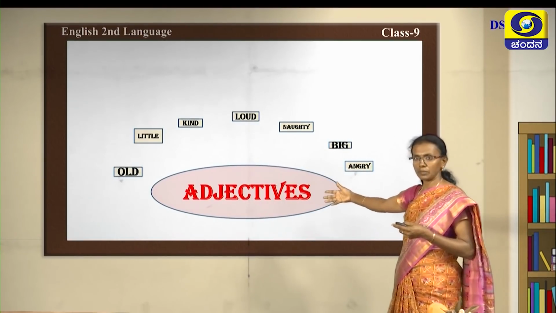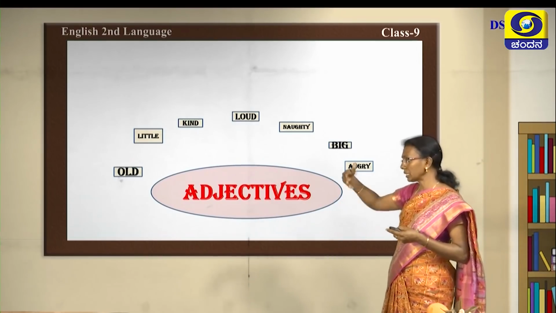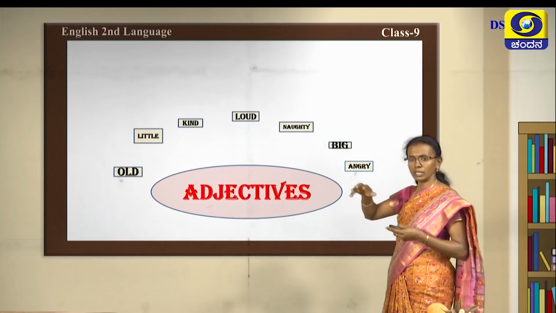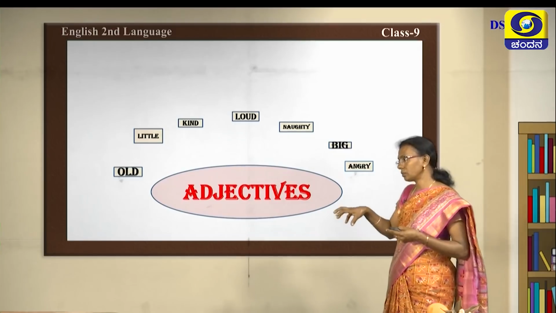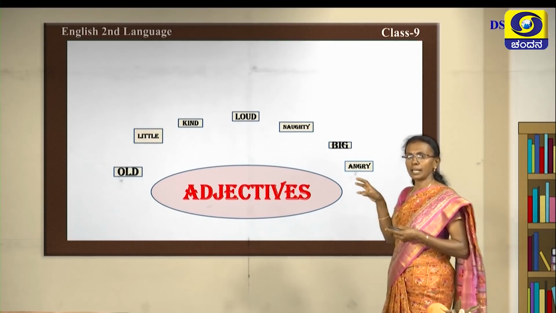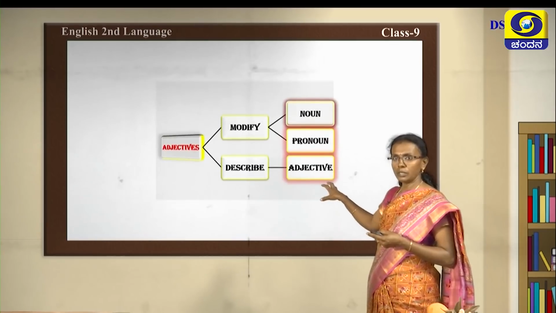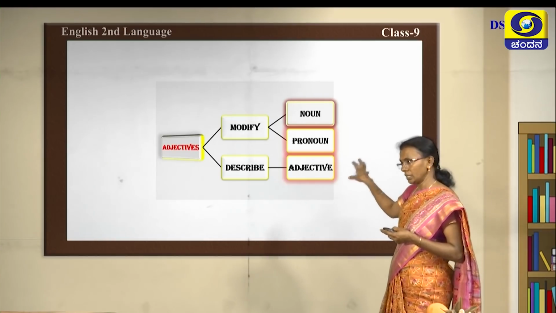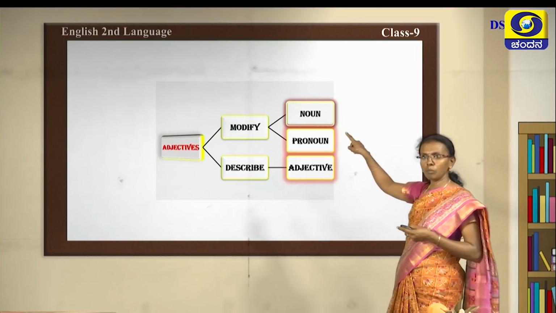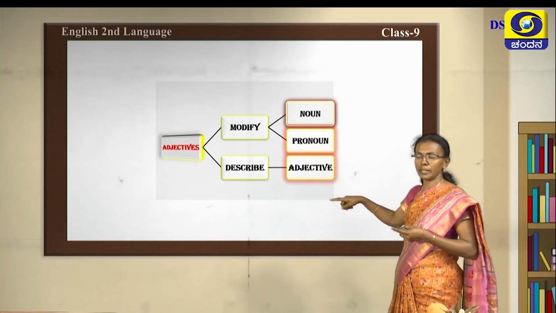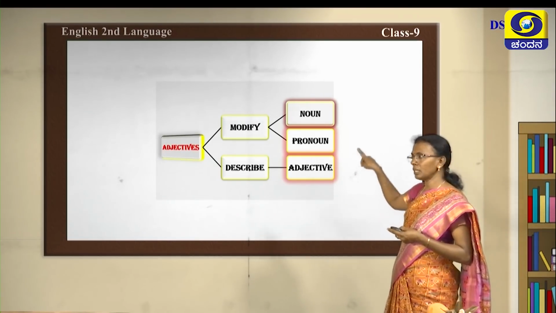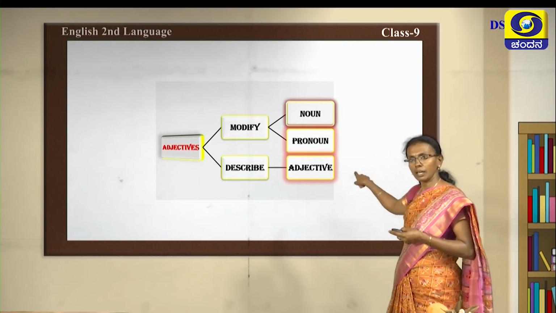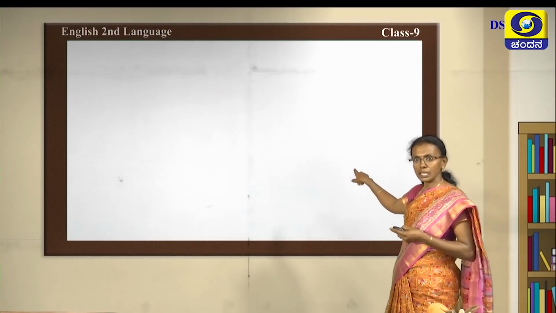They describe nouns. You can describe your parents, you can describe any other pictures, you can describe any of the things which you can see, but those words which we use to describe are called adjectives. Okay, now we move on to the part which you need to understand. Adjectives are nothing but words which modify and describe. They describe a noun, they describe a pronoun, and they describe another adjective. Okay, now we will see examples.